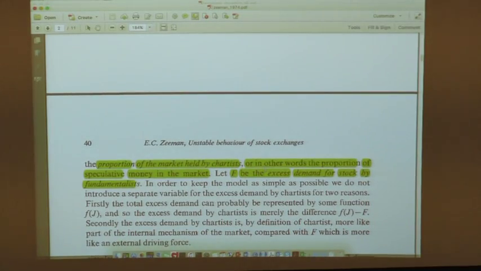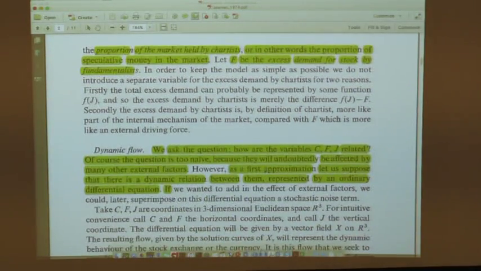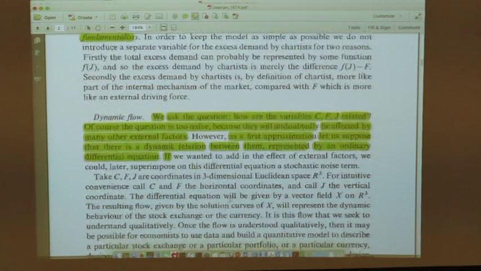Captured by the excess demand in the market. So he asks a question: how are these variables C, F, J related? It's a beautiful paper, a very good paper. You'll see, when you talk about dynamics, he actually brings about the time scale issue. The way you'll see immediately.